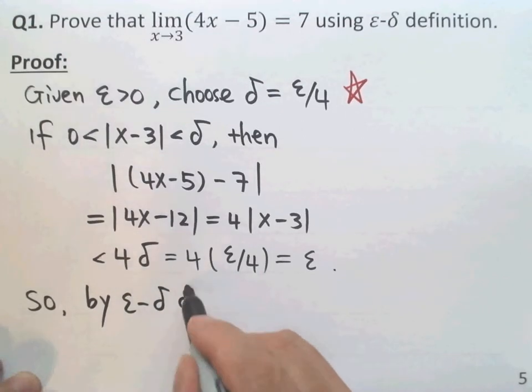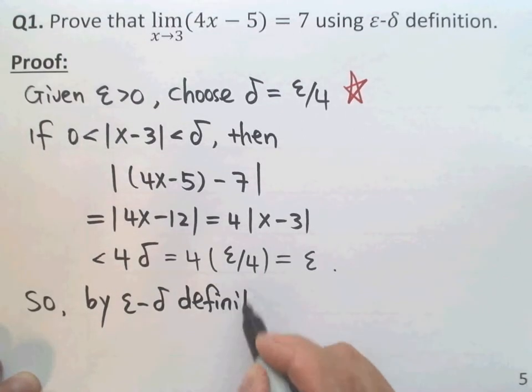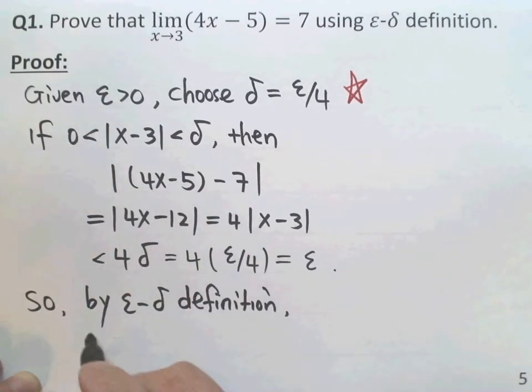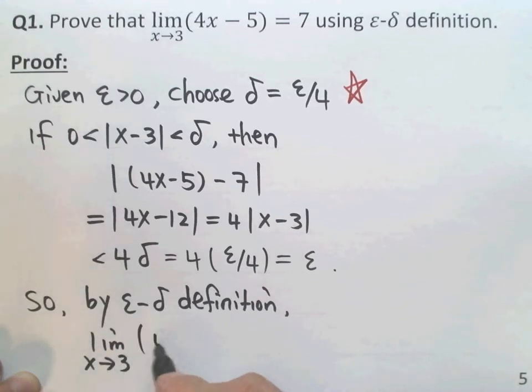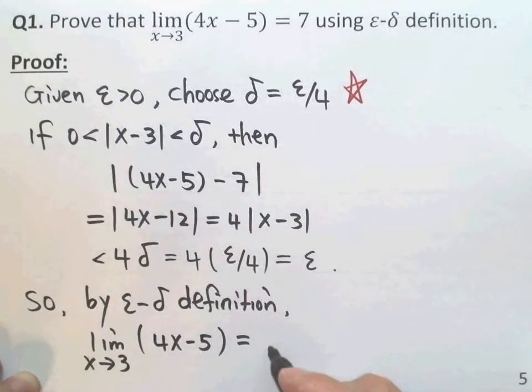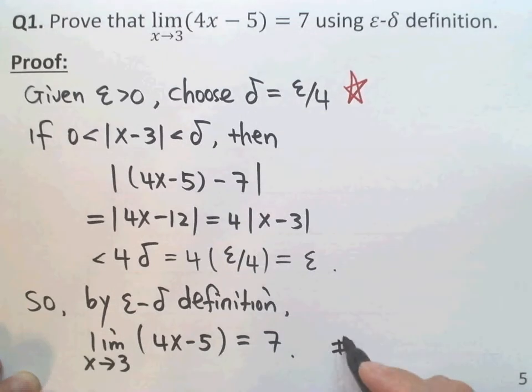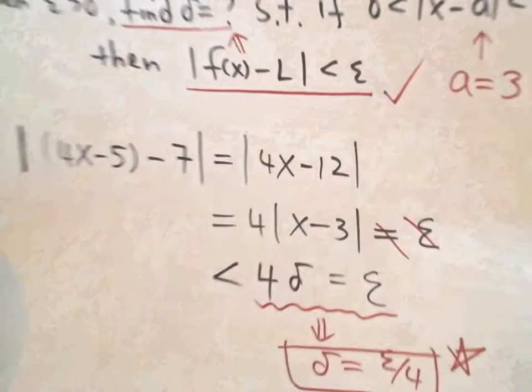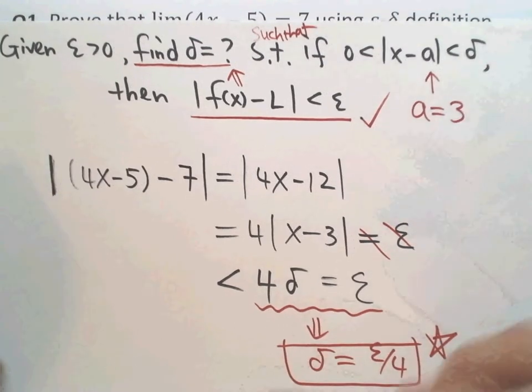Now, based on the definition, we make a conclusion. By the epsilon-delta definition, we have the limit as x approaches 3 of 4x minus 5 equals 7. And that is the first epsilon-delta proof for you. Does this make sense? Okay, two steps.